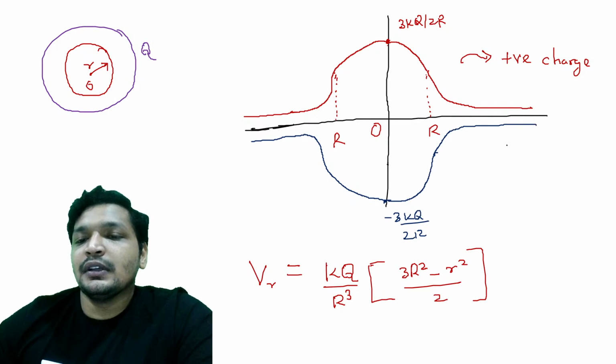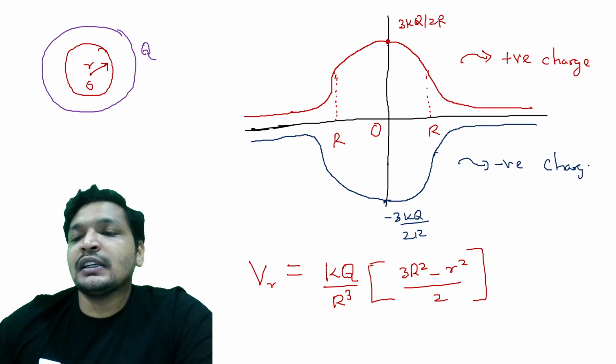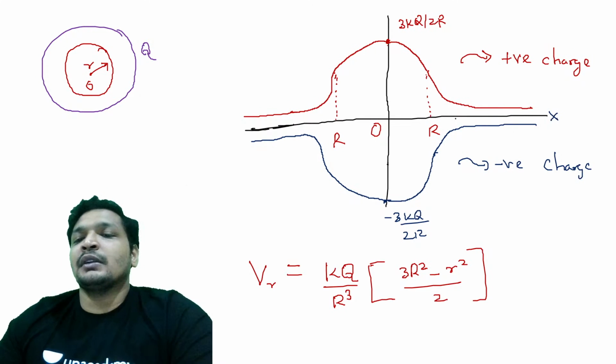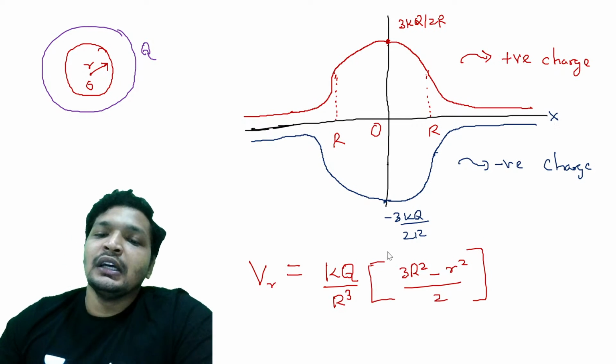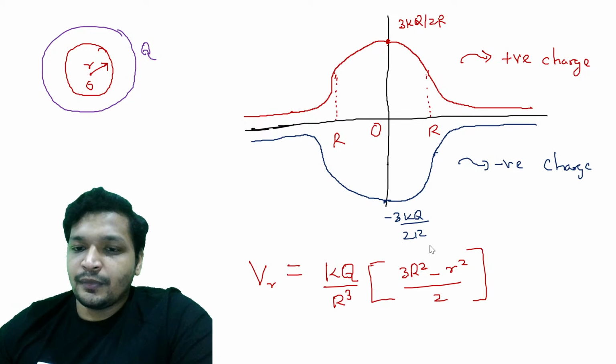Same thing. So this is going to be the negative charge. The graph has been inverted. It's a mirror image across x-axis, but this is actually right distance from center. Right?